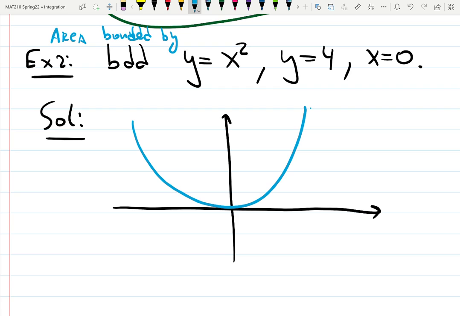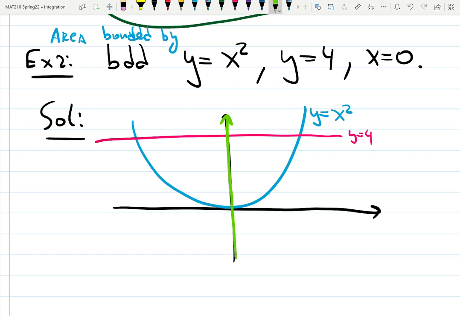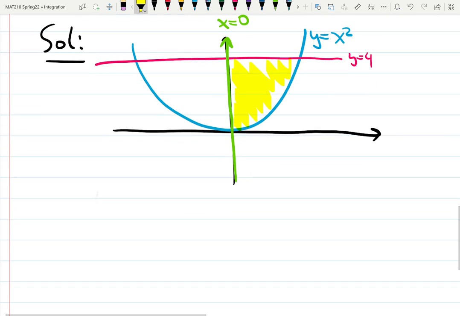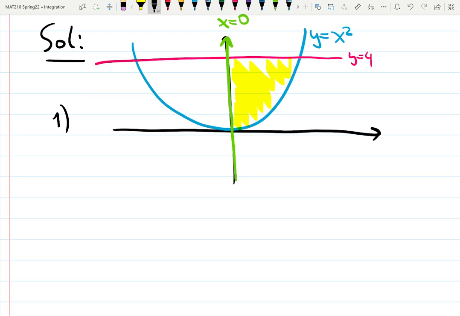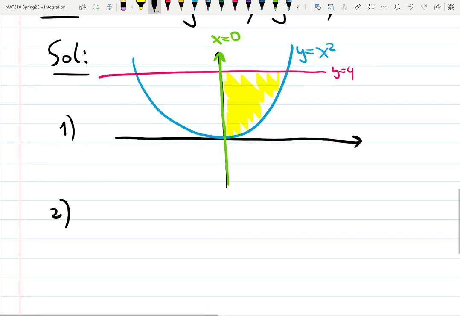Y equals x squared, typical parabola. Y equals 4, that is a ceiling. X equals 0, that is the y-axis. This is the area. How about that? How to find the integral for this area? Step number 1, sketch the graph. Step number 2, find points of intersection.